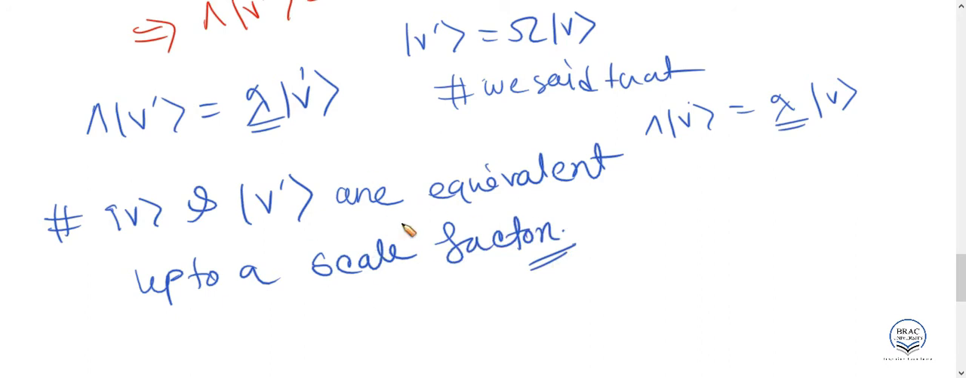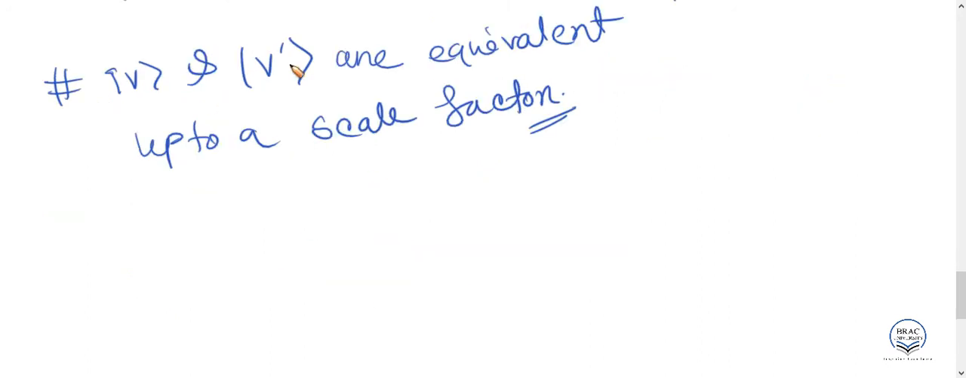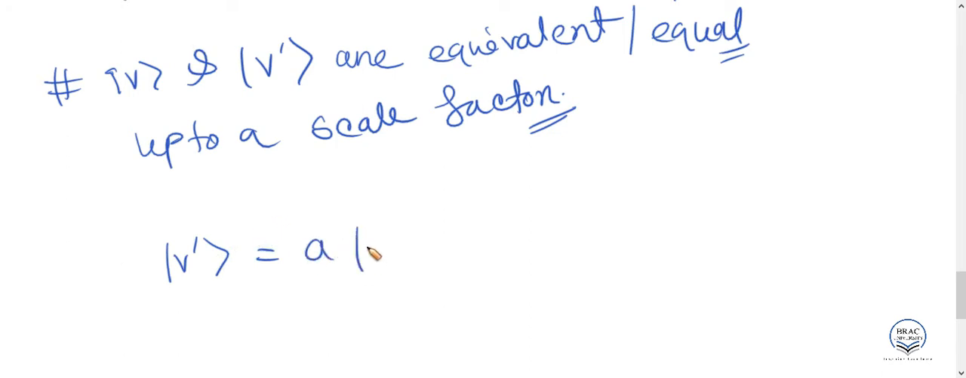So this is the punchline. After you say that they are equivalent, equal up to a scale factor, you can finally write it as v prime equals some scale factor. Let's call this small omega or anything you want. Let's not write small omega because you might get confused about that. I'm deliberately trying to prove that it will also be an eigenvector of omega, so let's write it as a. So this is my scaling factor now.